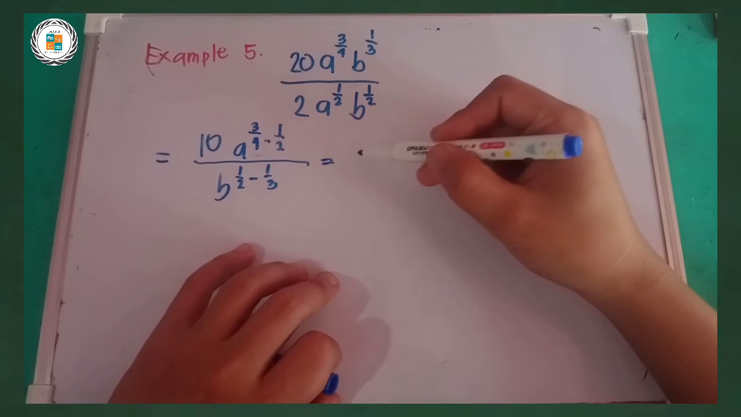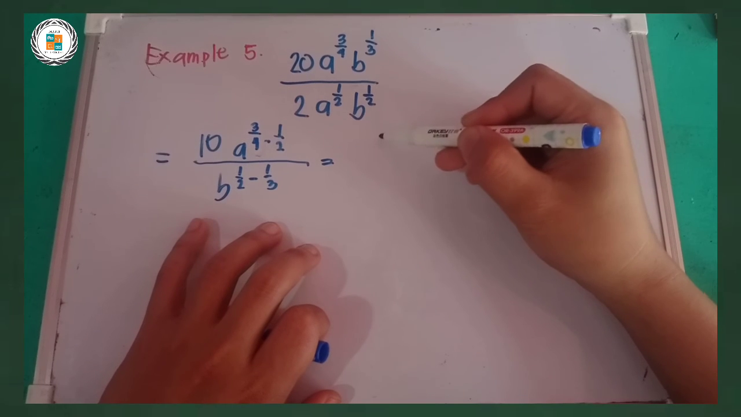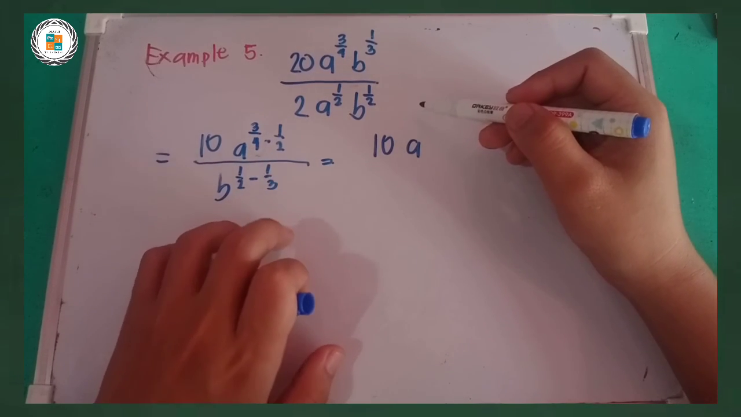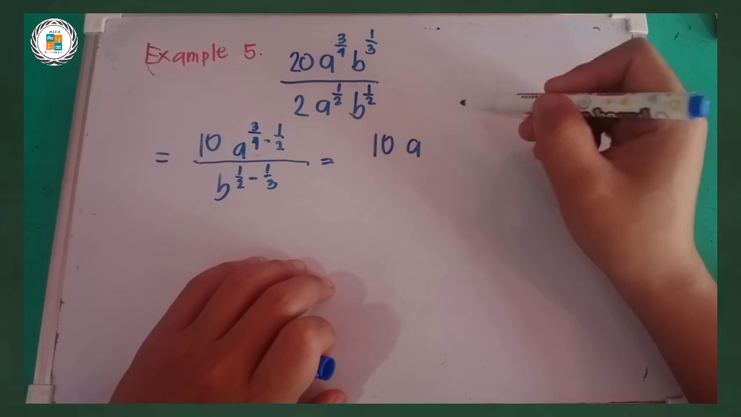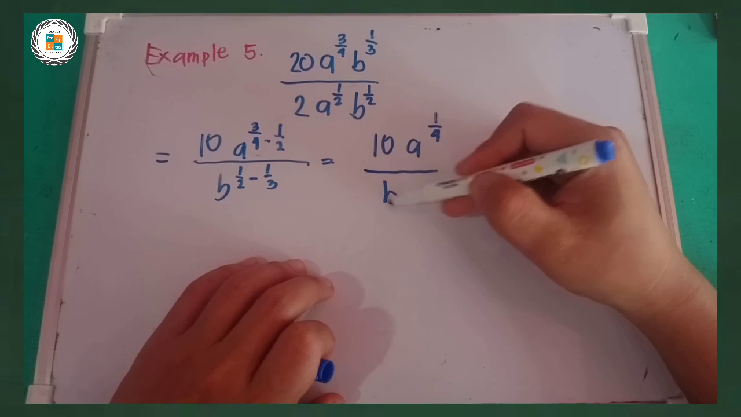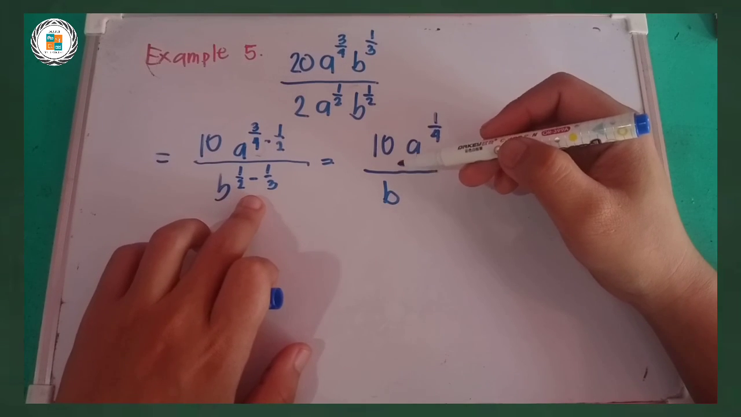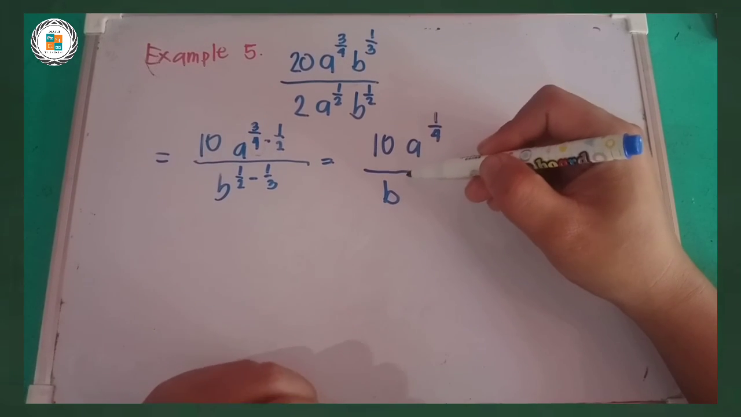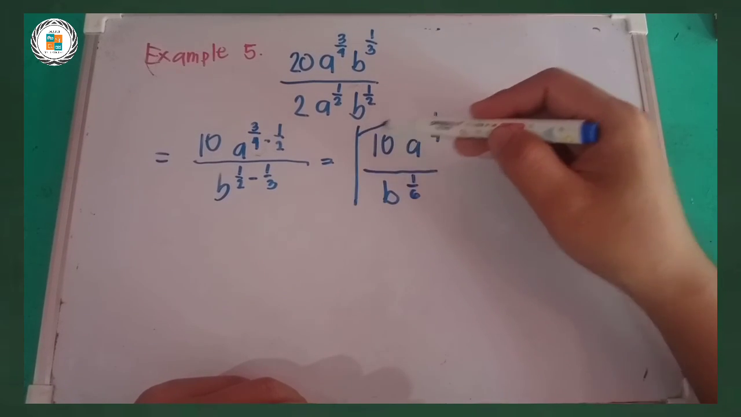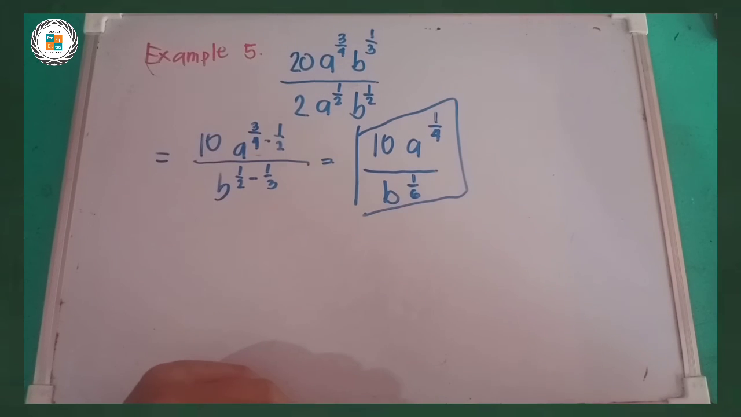Okay, so after this, let's simplify. We have 10 a raised to the power of 3/4 minus 1/2. The answer is 1/4, over b raised to the power of 1/2 minus 1/3. The answer is 1/6. So this is the final answer.